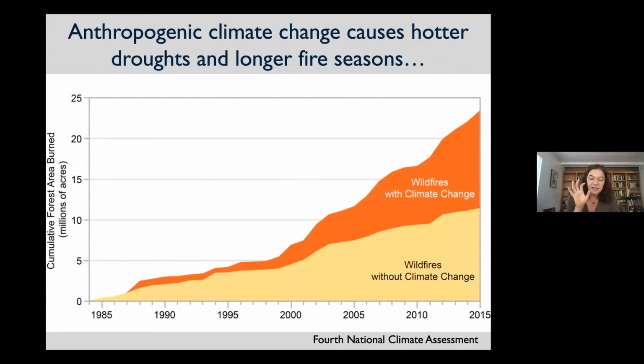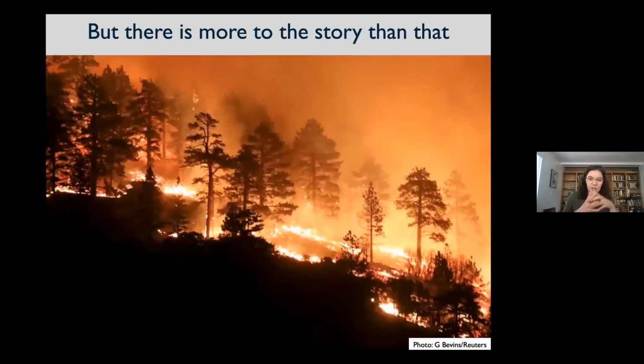But this is an attribution study. If you look at the wildfire trend over the past 40 years, in this case for the whole of the American West, not just California, a lot of it can be explained with climate change, but not all of it. So even without climate change, there would still be an increase in wildfire activity in the American West. And so the question is, what is causing that additional increase?